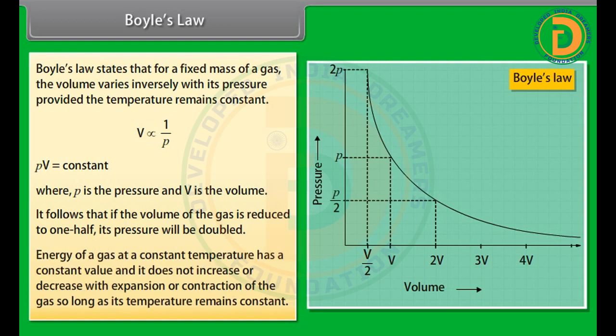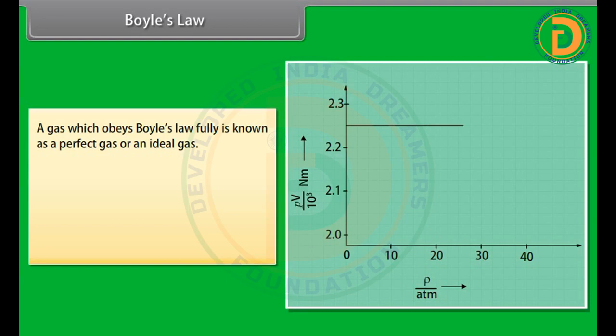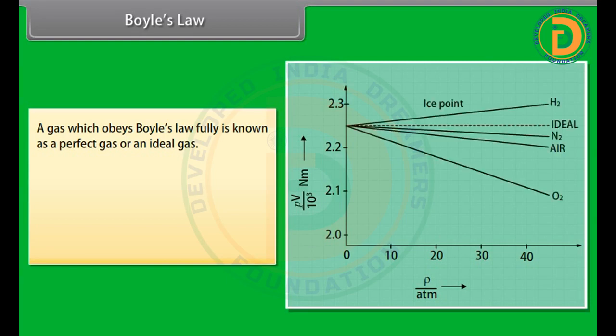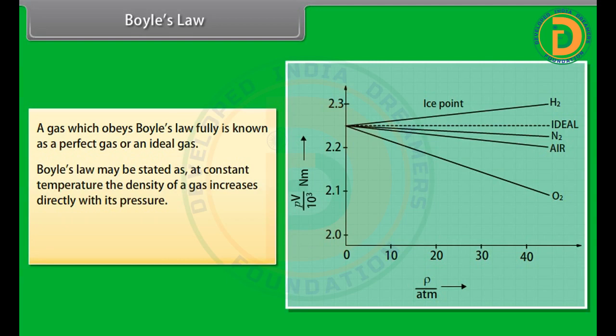The energy of a gas at a constant temperature has a constant value and it does not increase or decrease with expansion or contraction of the gas so long as its temperature remains constant. A gas which obeys Boyle's law fully is known as a perfect gas or an ideal gas. Boyle's law may be stated as: at constant temperature, the density of a gas increases directly with its pressure. P upon rho is equal to constant.